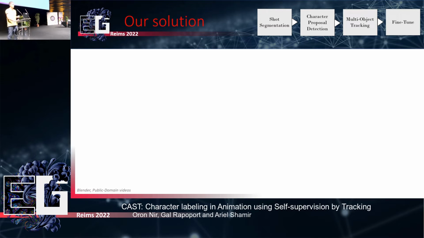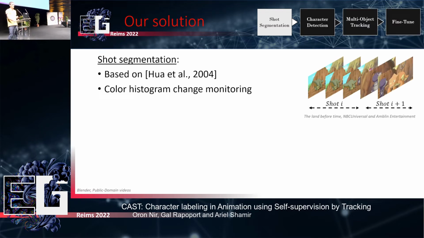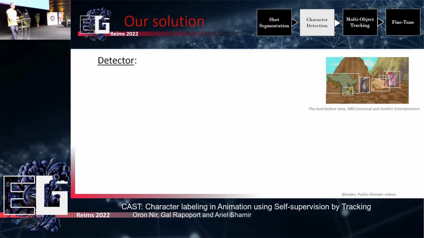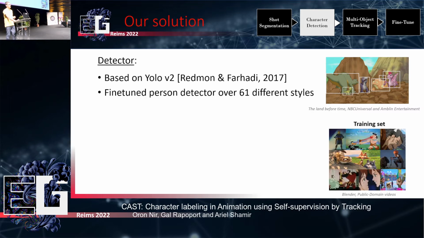So, some implementation details. Shot segmentation is based on color histogram change monitoring, with a fairly simple method that works pretty well on our data. We find the exact frame in which a shot changed. For the detector, we use YOLO V2, which was found to be fairly cheap in terms of computation, and we fine-tune its person detector class on top of our training set, which includes 61 different styles of animation.